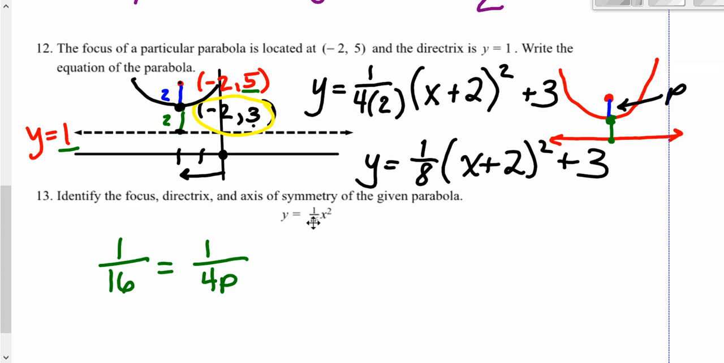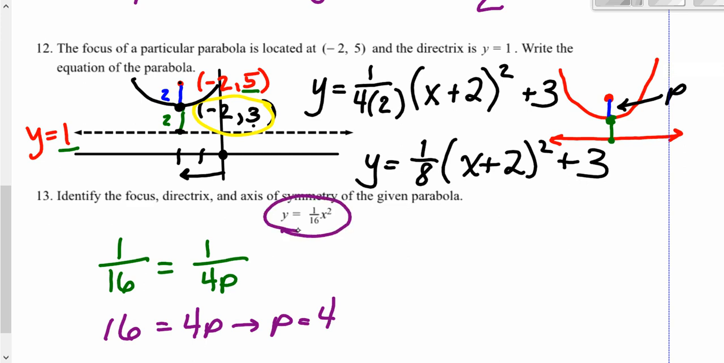For number 13, this is in conic section form, and so I can pick up that 1 over 16 as being a 1 over 4 p-value. I can cross multiply and get that the p-value is 4. This parabola, by virtue of the fact that 1 over 16 is positive, is going to be a smiley face parabola. And so that means, if I draw myself a little picture here, that I'm at the origin for my vertex.